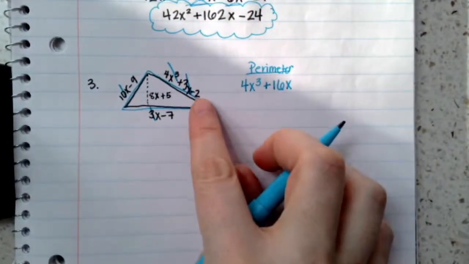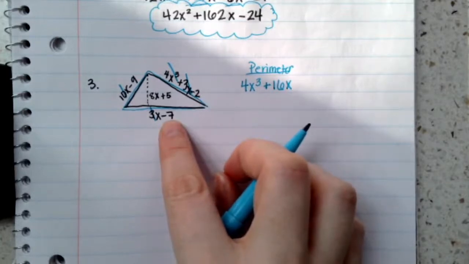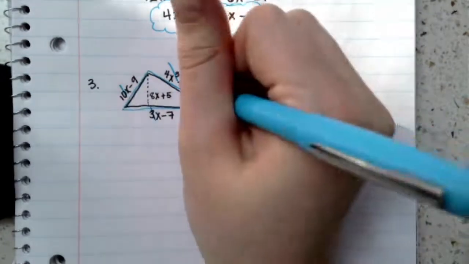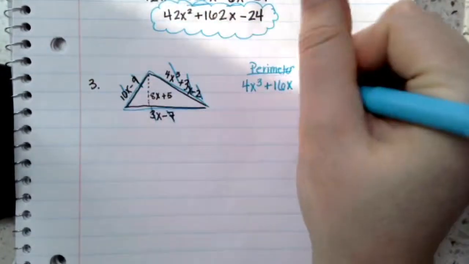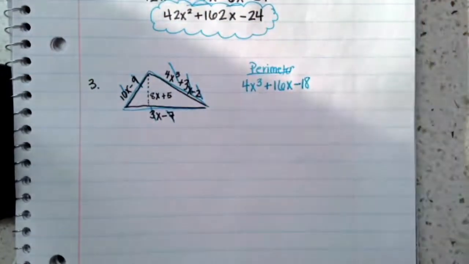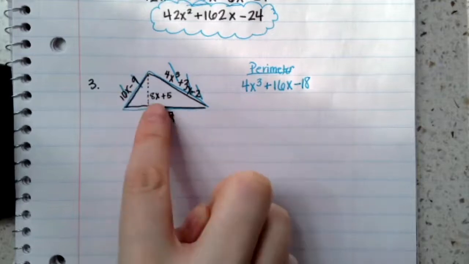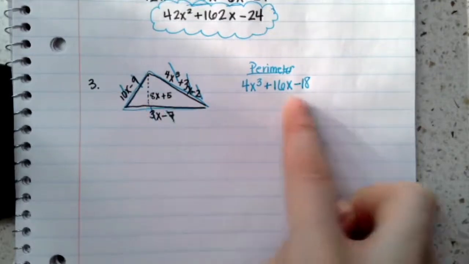And then minus 2 minus 7 is minus 9. Minus another 9 is minus 18. And you could do all that in your calculator as well. And so we've added up all of the terms. You can see all the ones on the outside I've crossed out. I did not use the one on the inside. This is my perimeter.